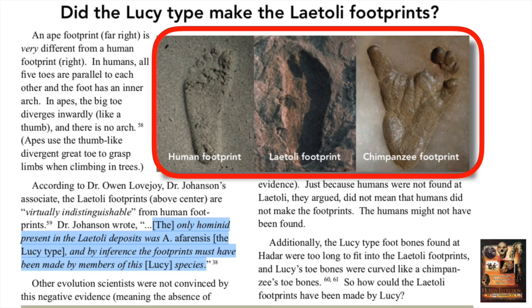Well, let's take a look at Lucy's feet. Remember, she had curved feet like a chimp. On the right, that's a chimp footprint. On the left, that's a human footprint, and that's the Laetoli footprint in the middle. Is that a chimp or a human? I mean, a chimp can't make a footprint like that. Their big toe goes straight out, and that's not what's at Laetoli.